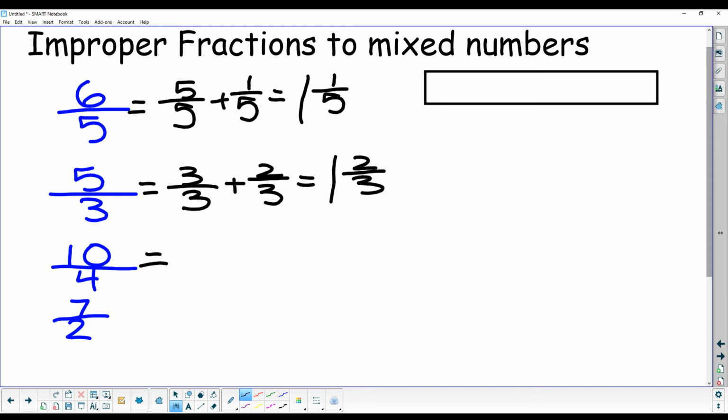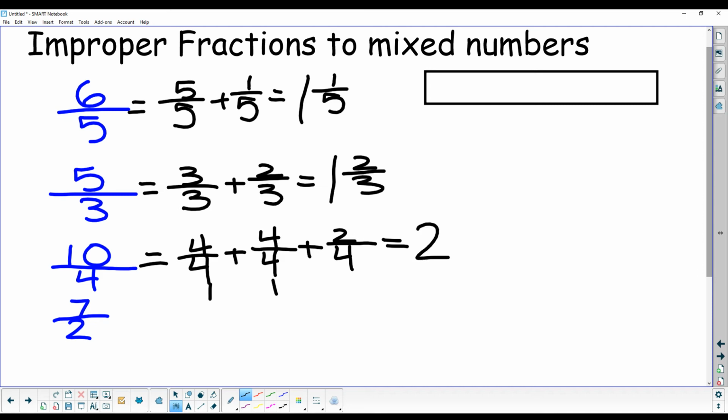For 10/4, my denominator is 4, so my whole is broken into 4 pieces. So 4/4 would be a whole. I still have to get to 10, so I could add another 4/4. That gets me to 8. Then 2 more would get me to 10. So I have 1, 2, and 2/4.